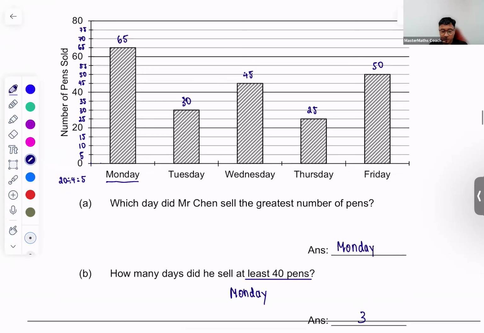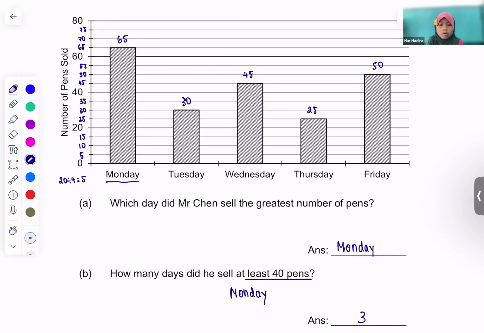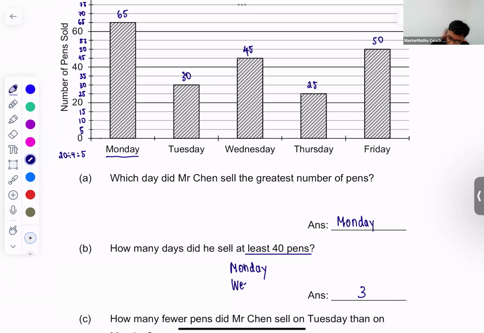Okay, let's look at Tuesday. 30. Is 30 more than 40? No. Okay, so we don't put Tuesday. Next, Wednesday. Wednesday got 45 pens. So is 45 more than 40? Yes. Okay, so we can put down Wednesday.